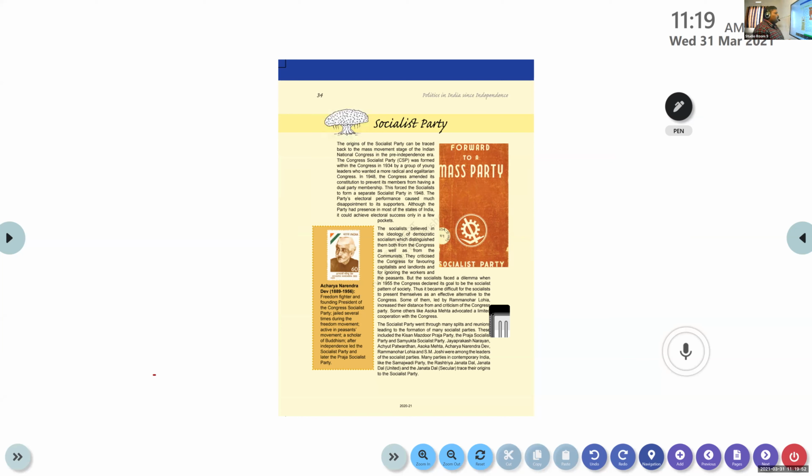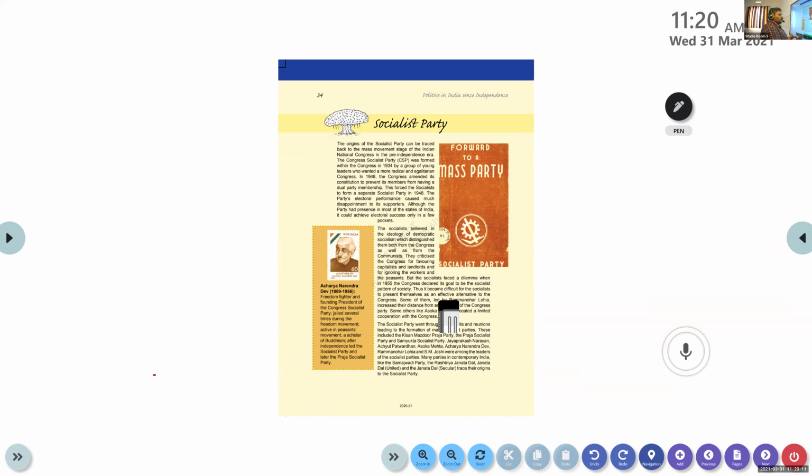Some of them, led by Ram Manohar Lohia, increased their distance from the criticism of Congress party. Some others, like Ashok Mehta, advocated a limited cooperation with the Congress. So some of the leaders again started cooperating with the Congress party. The Socialist Party went through many splits and reunions.